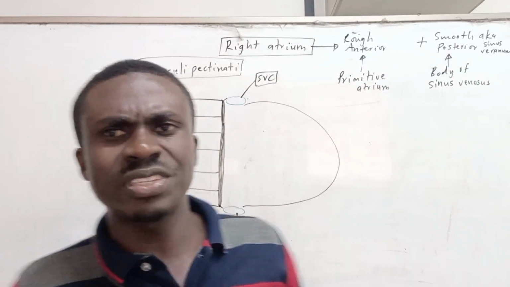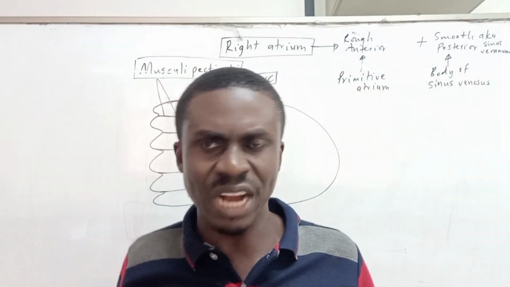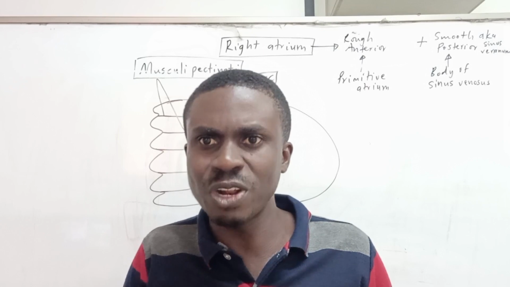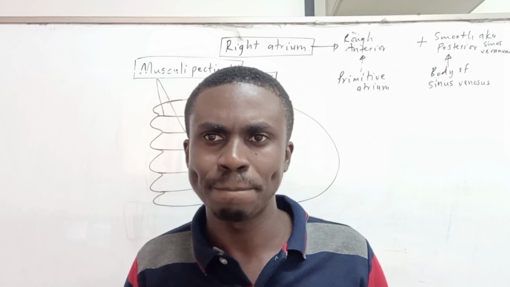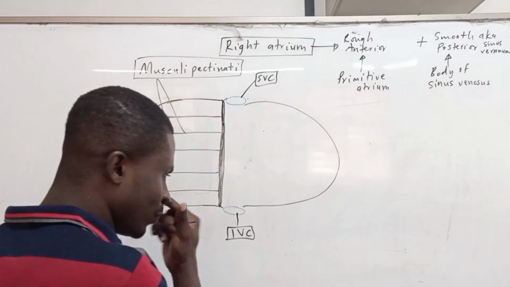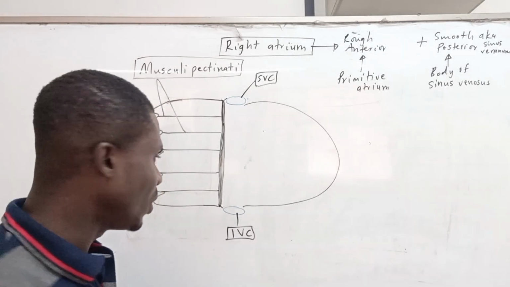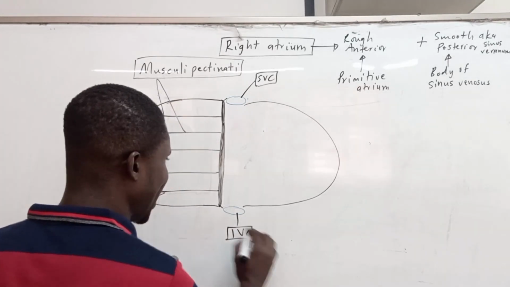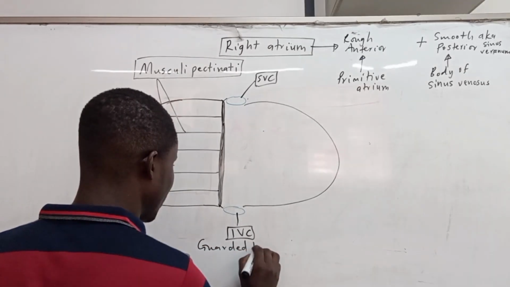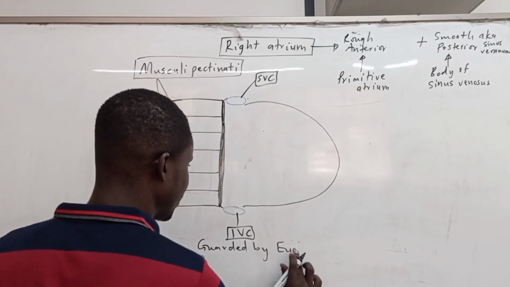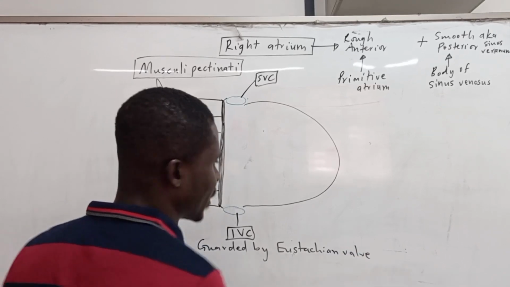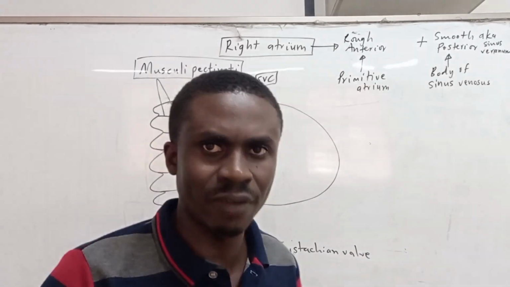Now, one thing is that because the superior vena cava drains blood in favor of gravity, usually it is valveless. But in the case of the inferior vena cava, it has to drain blood from lower regions of the body against gravity. Usually there's a valve. And you know the name of that valve? We call it the valve of the inferior vena cava, which also has an eponym. We call it the Eustachian valve. Okay, so that is guarded by the Eustachian valve.